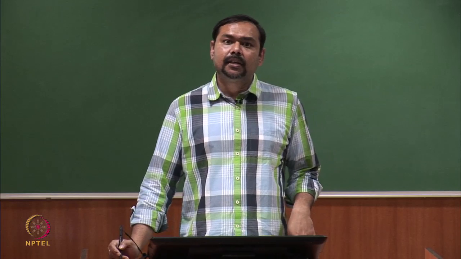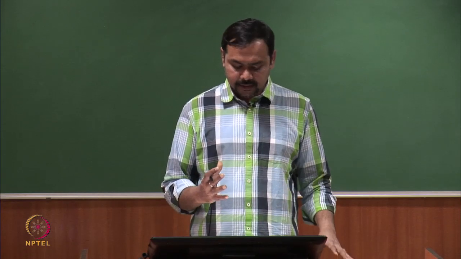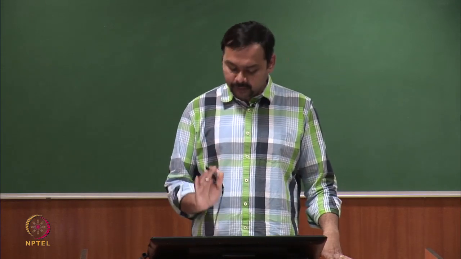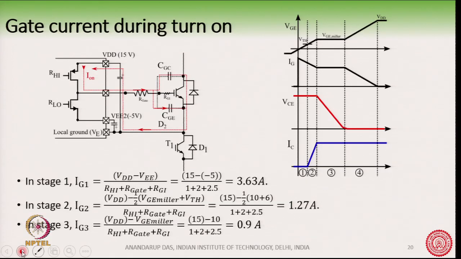Unfortunately, stage 2 and 3 cannot be reduced too much, because it will have other consequences. So we will always have a design compromise. What are the other consequences? We will talk about it. Now, we can roughly get some values based on what we discussed, about how much the gate currents are at different stages.